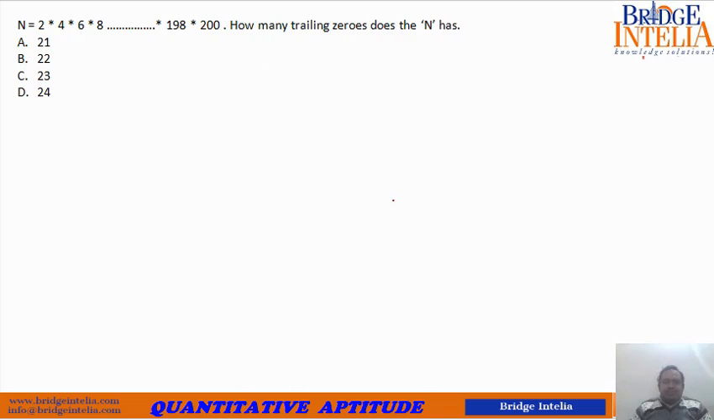Now look at this number. So n is basically the product of all the even numbers starting from 2 ending at 200. So how many even numbers? 100 even numbers. First 100 even numbers. Question is, how many trailing zeros does n have? Let's see what n is equal to.